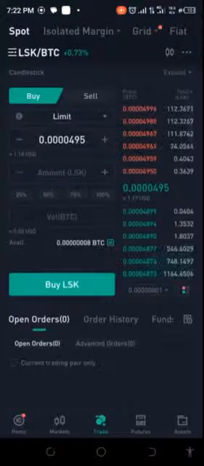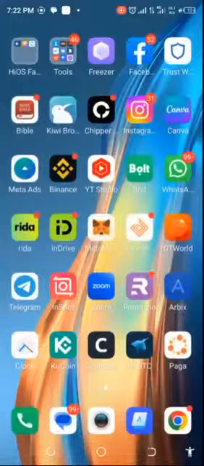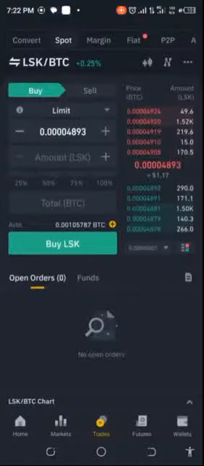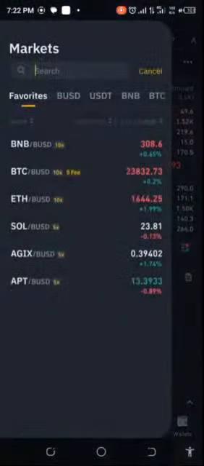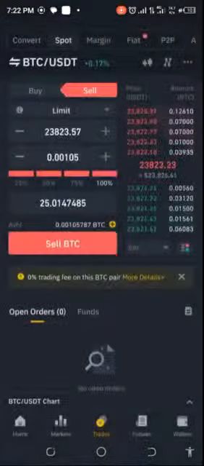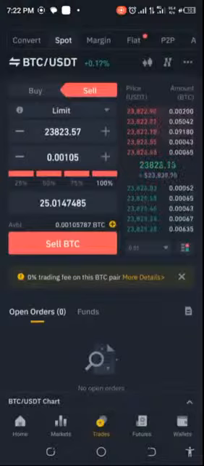So what we're going to do is go back to Binance and try to buy this. I already changed $25 worth of USDT to BTC. Just for you to cross check on that, if I were to sell this, you can see we have 25.01 USDT here.